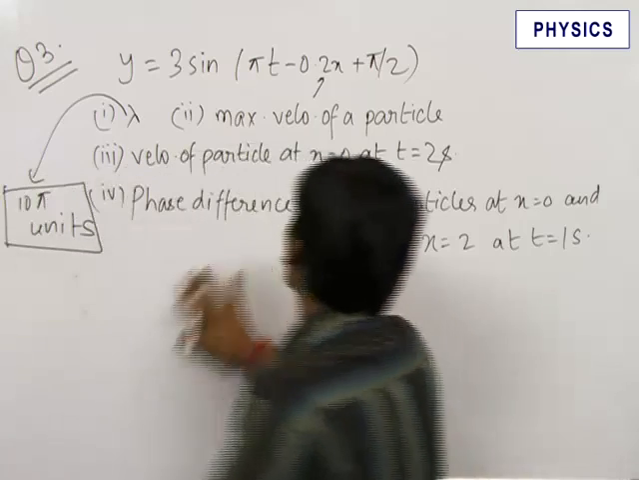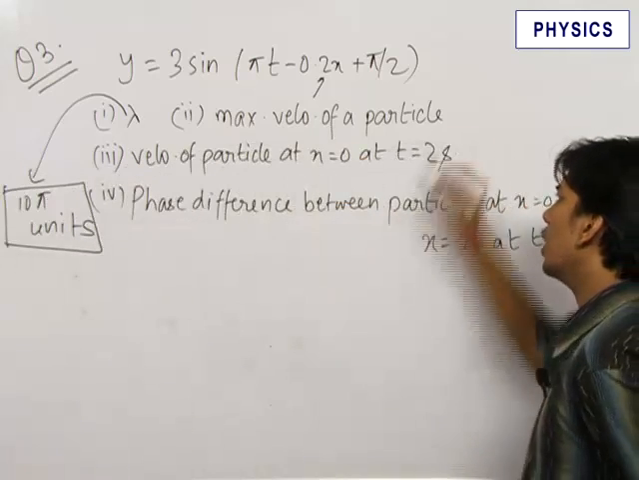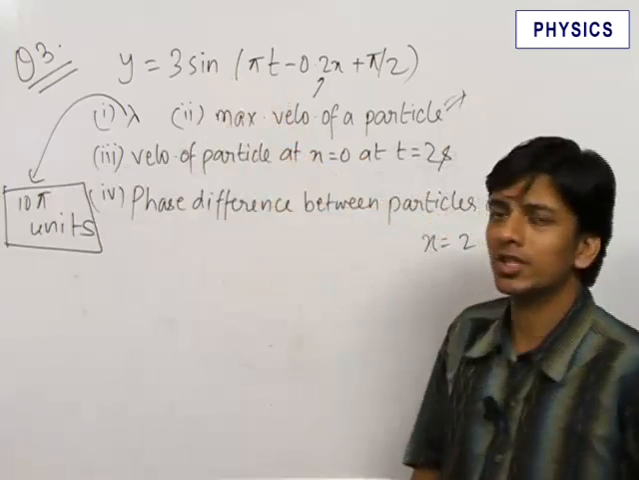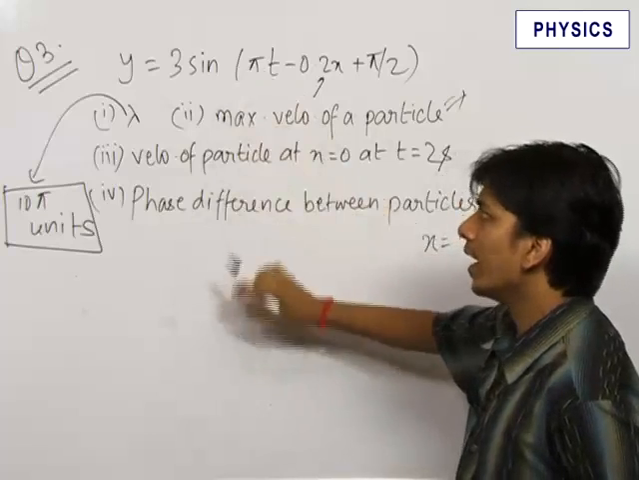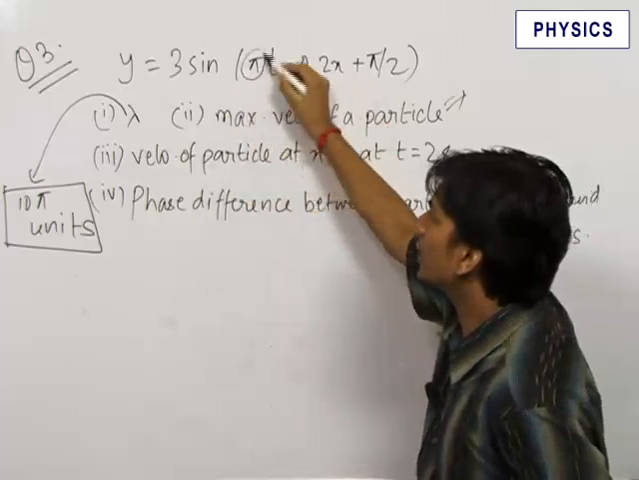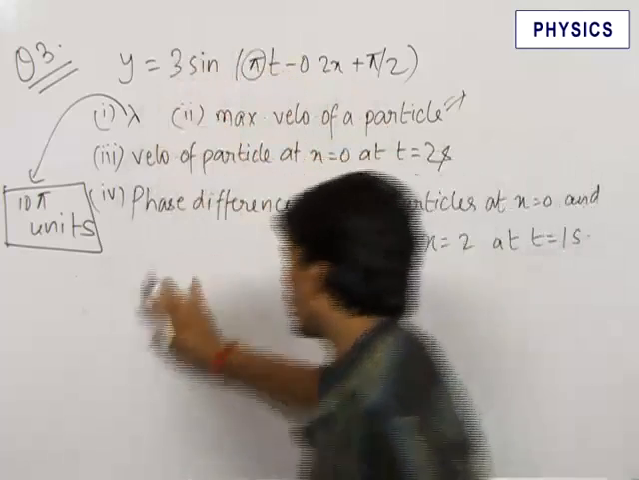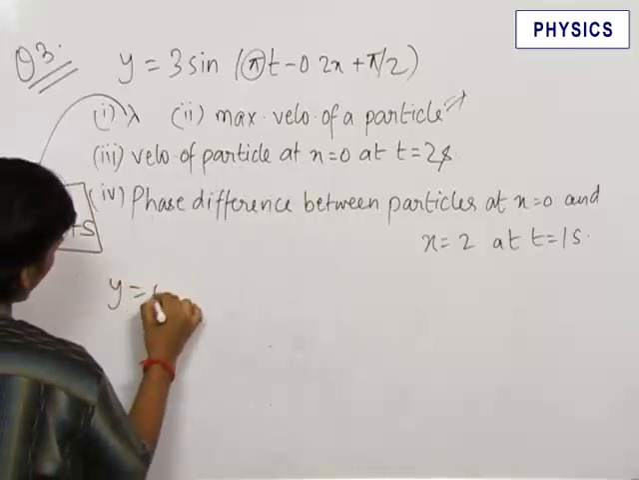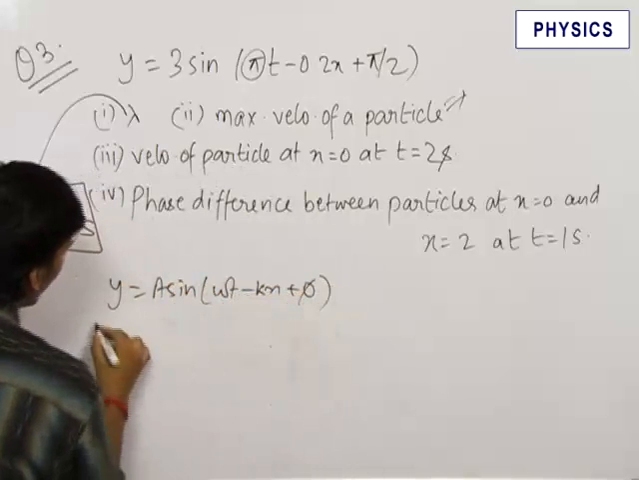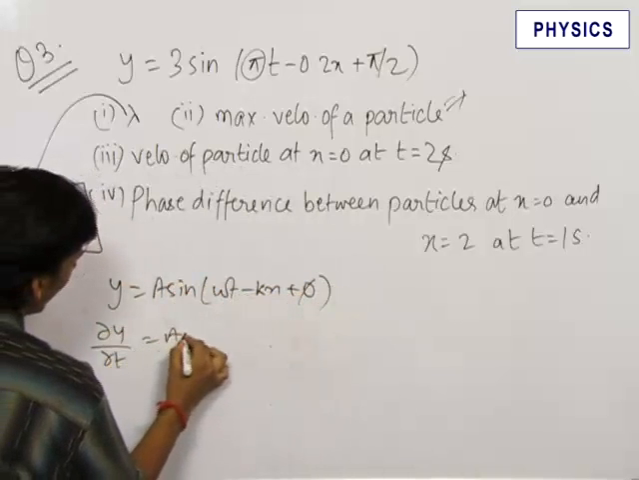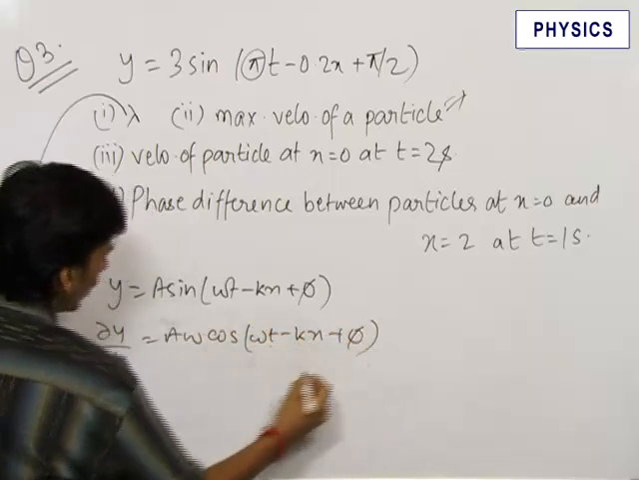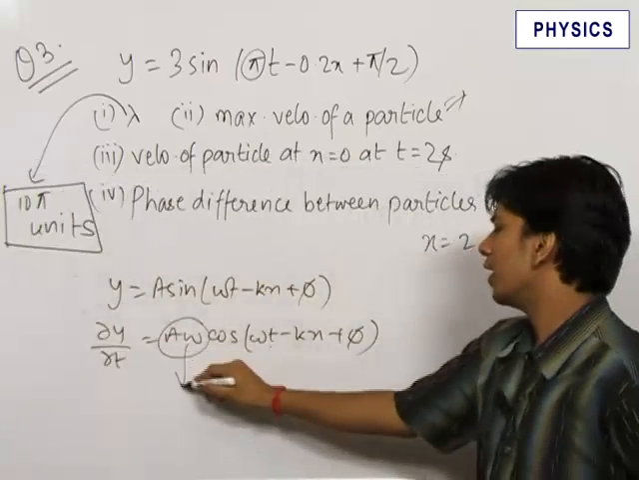Now, for the second part, we need to find out the maximum velocity of a particle. For finding out the maximum velocity of a particle, we will differentiate this equation partially with respect to t to get the equation of velocity. You need not write down the full equation, you can see it directly also. The coefficient of t will come outside, and as you already know, for y is equal to a sine omega t minus kx plus phi, when you differentiate it partially with respect to t, this will be a omega cos of omega t minus kx plus phi, due to which the maximum velocity is a omega.